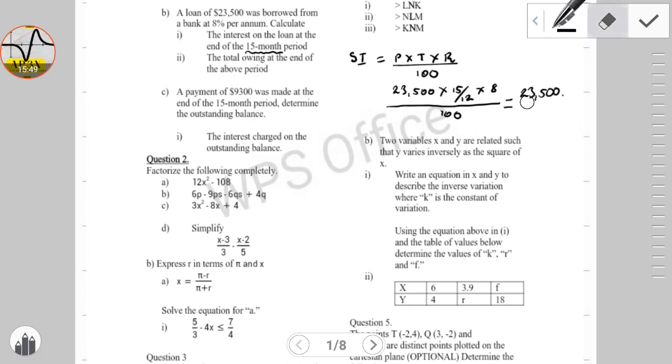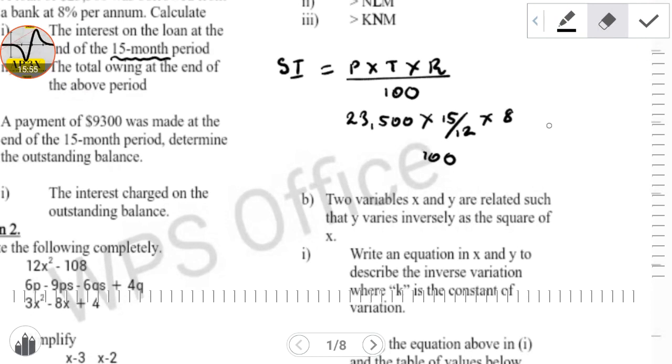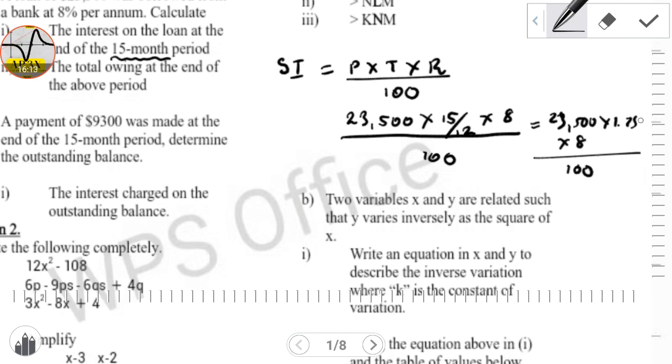So let me get some space here, guys. What they did is that they said 23,500 times 1.25 multiplied by 8 all over 100. Now, I particularly do not like working with decimals. I only work with them if I have to. So with this 1.25, I find that a couple of students did write 1.3, some wrote 1.2. You have to write the exact value of 15 divided by 12, which is 1.25.